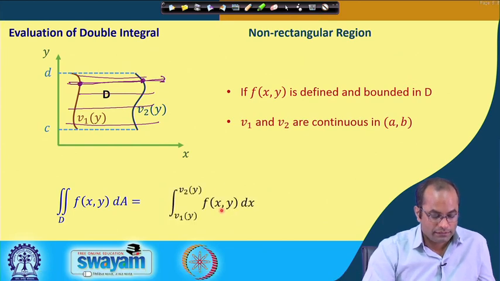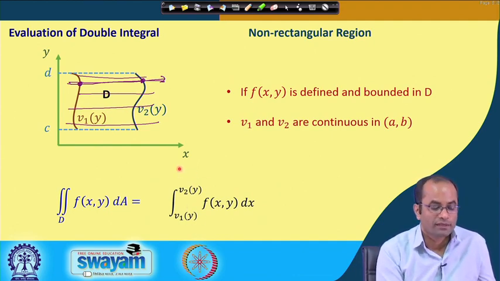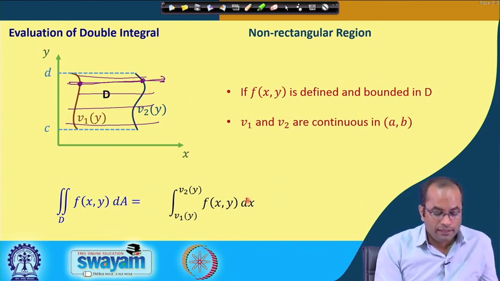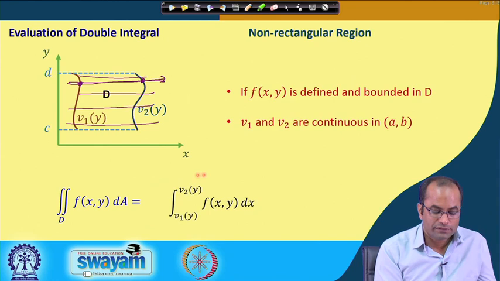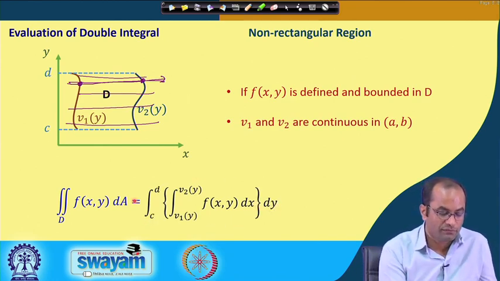And in this case, the first integral we will compute with respect to x. So, for x we have the limits v 1 y to v 2 y. And once we have this integral, which will be a function of y, we will integrate with respect to y, and the limits for y will be c to d.